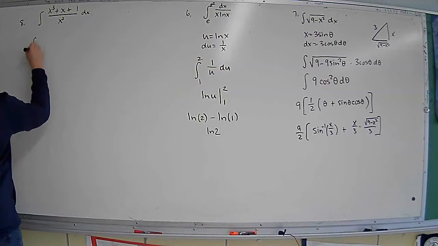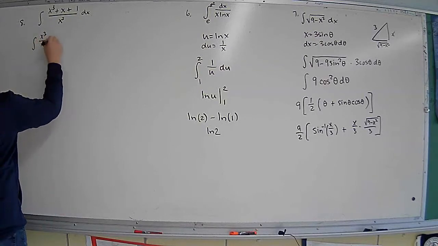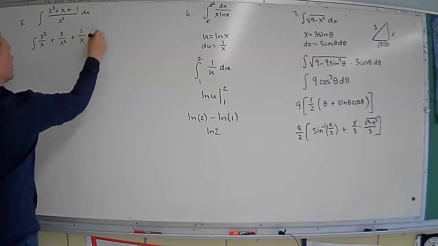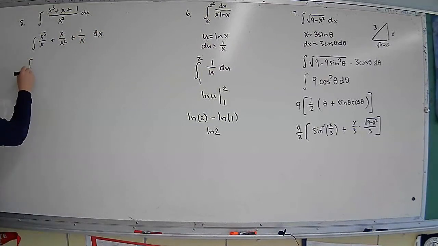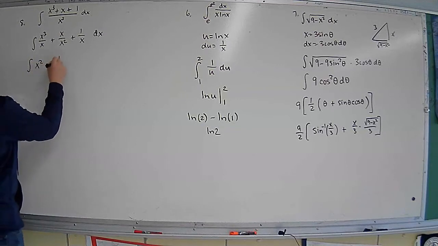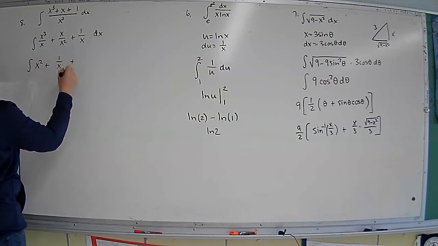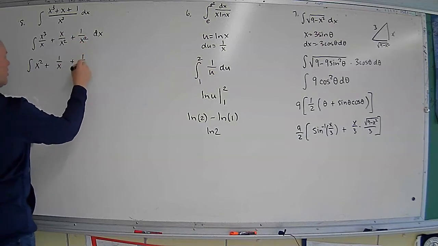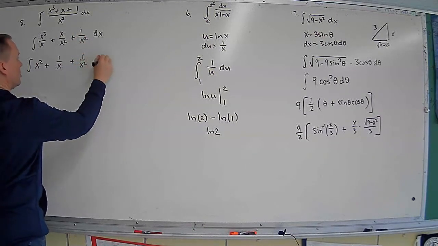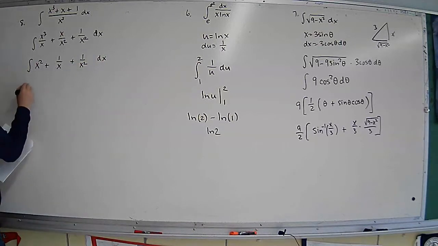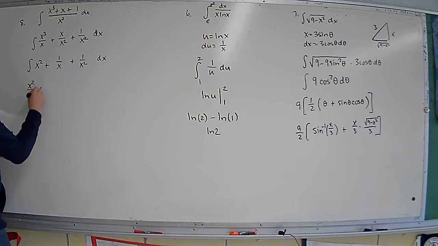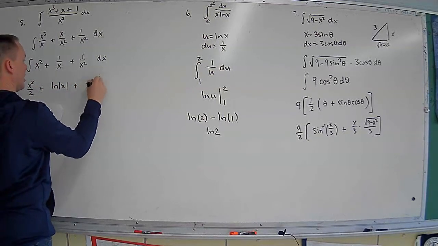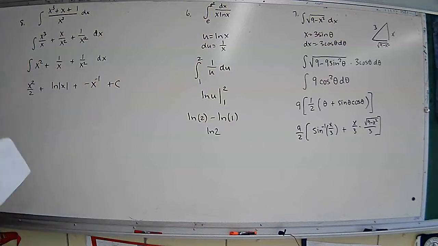Because this ends up being x cubed over x plus x over x squared plus 1 over x, which ends up being x squared plus 1 over x. That should be a squared there, plus 1 over x squared, or x to the negative 2. And then you can just integrate this term by term. So that's x squared over 2 plus the natural log of x plus negative x to the negative 1 plus c.